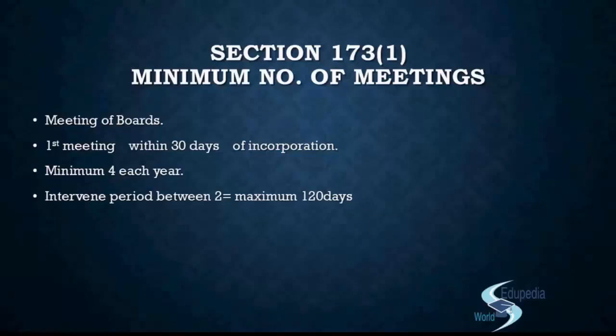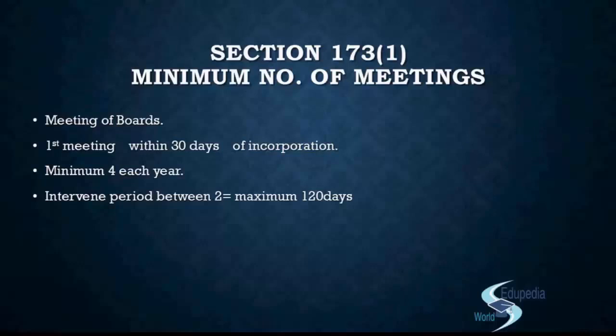That means a gap between 2 consecutive board meetings shall not be more than 120 days. And 120 days is somewhere around 4 months. That means that a company cannot hold board meetings in the sequence: first held in January, second in February, third in November, and fourth in December. No. You will have to hold 1 board meeting within the next 4 months.